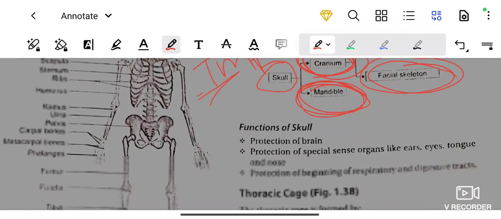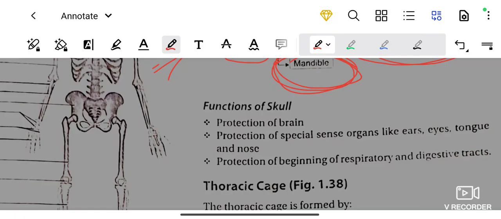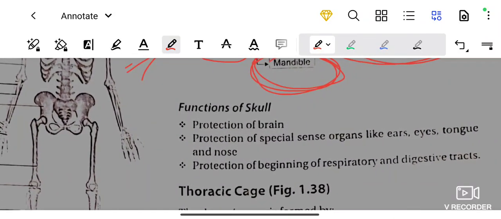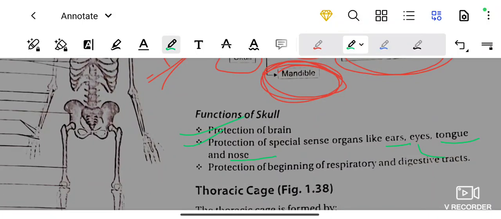Okay, the next section is functions of the skull. Functions of the skull means protection of the brain, acting as a brain box, and protection of special sense organs like ears, eyes, tongue and nose. It also protects the beginnings of the respiratory and digestive tracts.